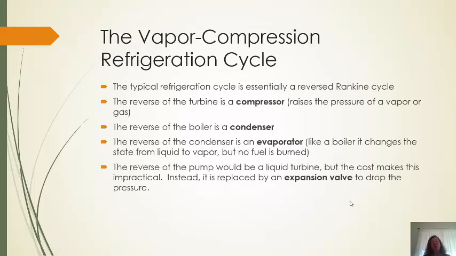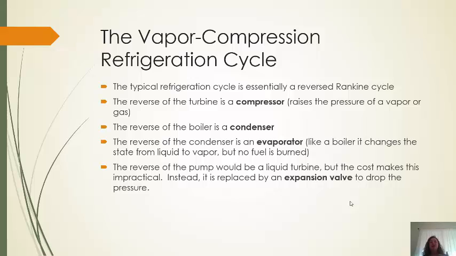So a vapor compression refrigeration cycle is typically what we do for most refrigeration systems. It's kind of like a reversed Rankine cycle. The reverse of a turbine is a compressor. So I'm taking that gas and going from a low pressure to a high pressure, but it's going to still be a gas during all of that. The reverse of a boiler is a condenser. I'm going to go from the gas to the liquid.